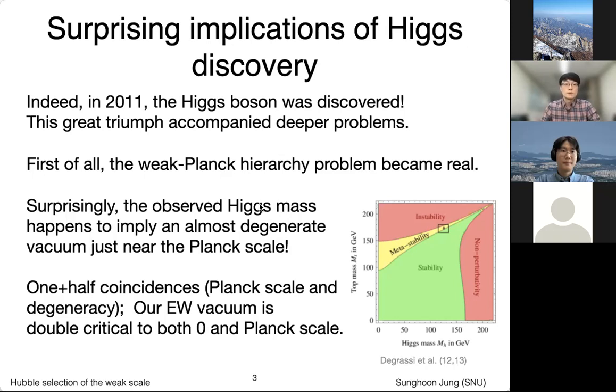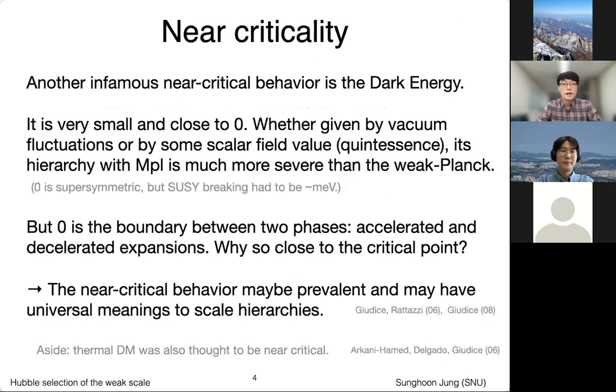Actually, a few years before the Higgs discovery, such a thought, that our universe may live near a critical point, was brought up by several theorists. Another example of near criticality was the dark energy. We know that dark energy is observed to be very, very small and close to zero.